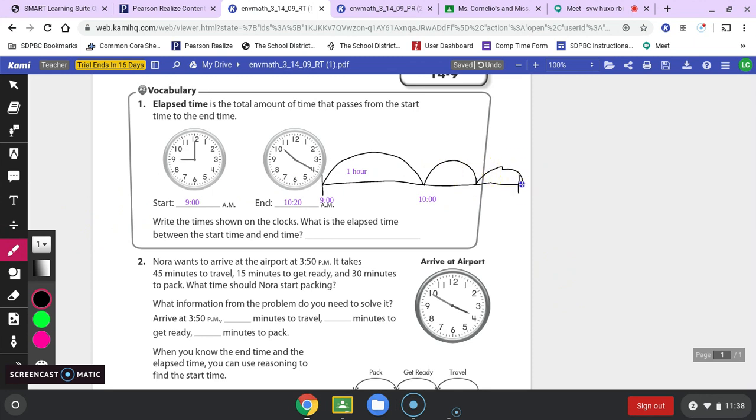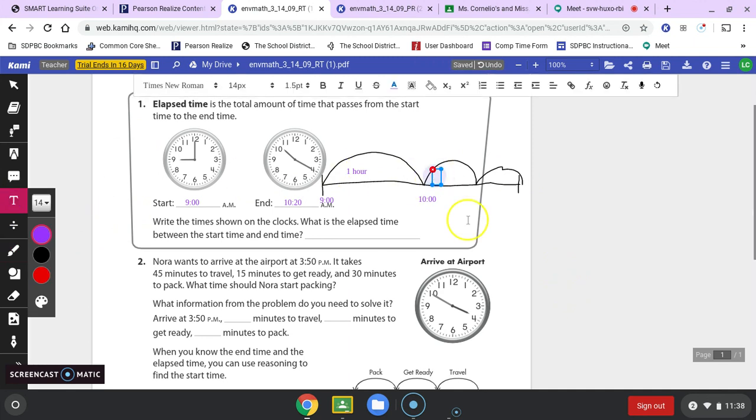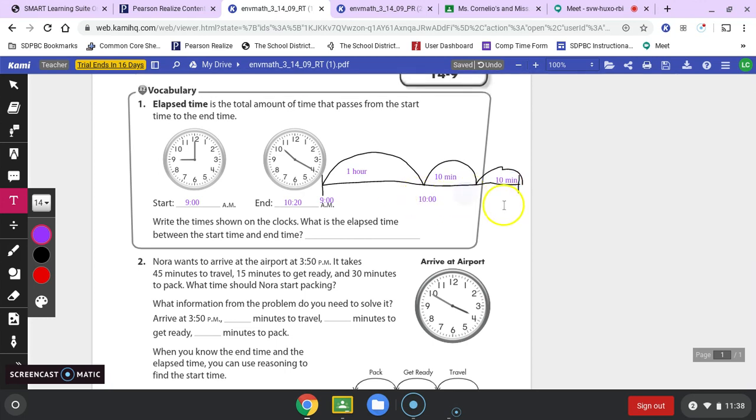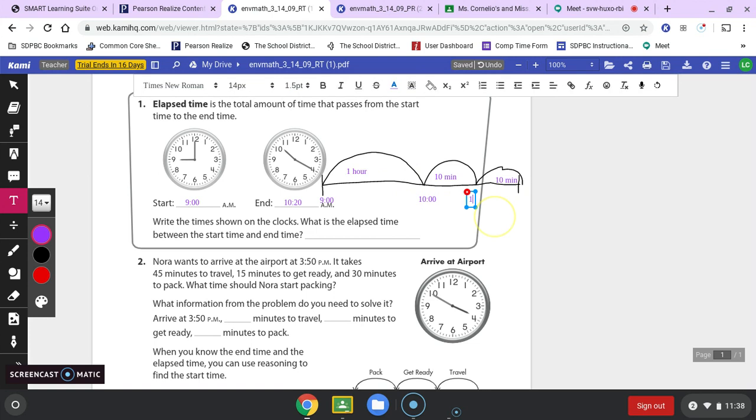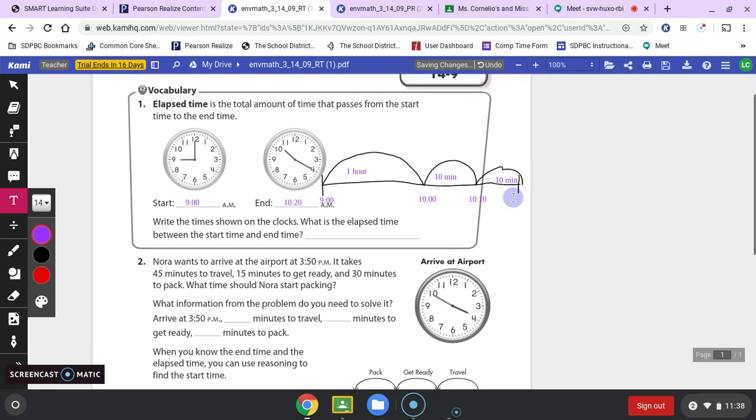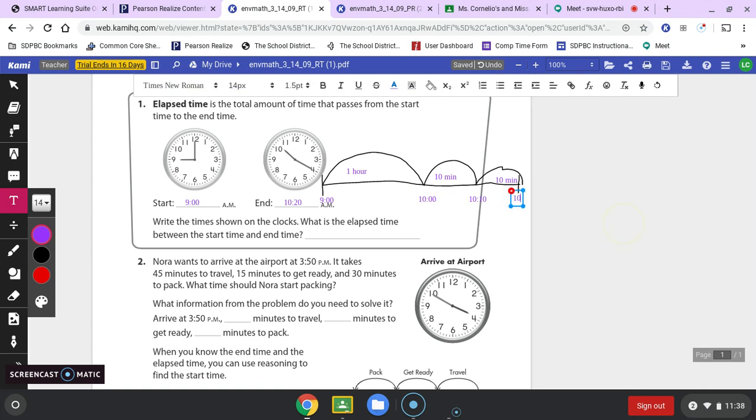Very good, Christiana. So this would be 10 minutes, and 10 minutes. So 10 minutes after 10 o'clock would give us what time? Ten minutes after 10 is what time? 10:10. And if we add 10 more minutes, what time will it be then? 10:20. Yes, that would be our ending time, 10:20.